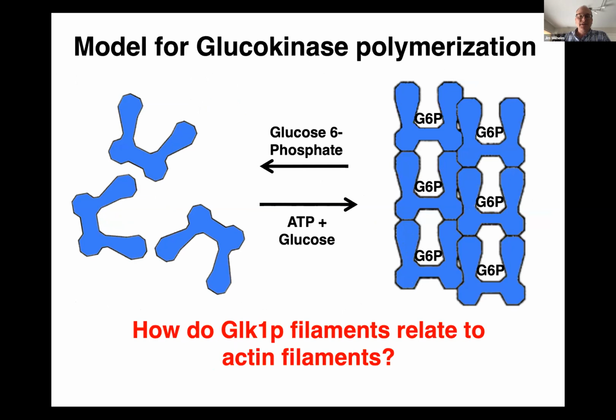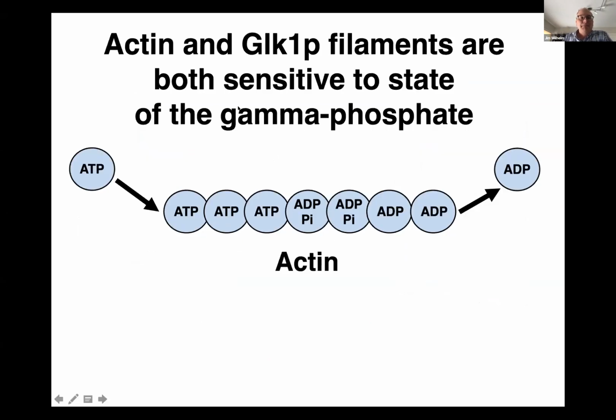Now, these glucokinase filaments are structurally very different from actin filaments, but the data I've shown you has some striking similarities to what we know about how actin hydrolysis drives dynamic filament assembly. Both filaments are sensitive to the state of the gamma phosphate in the ATP. For actin, ATP actin will polymerize, the filament is enzymatically active, and loss of the gamma phosphate massively destabilizes the filament, and you lose ADP actin off the opposite end.